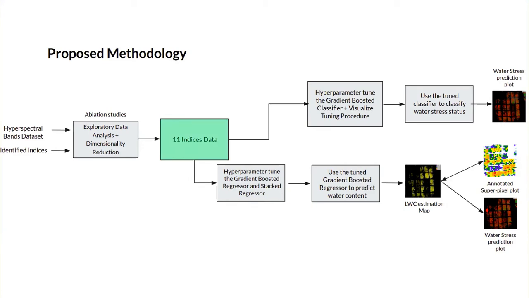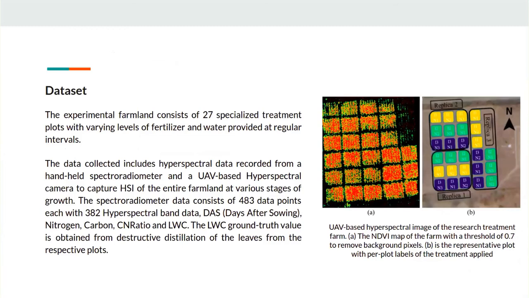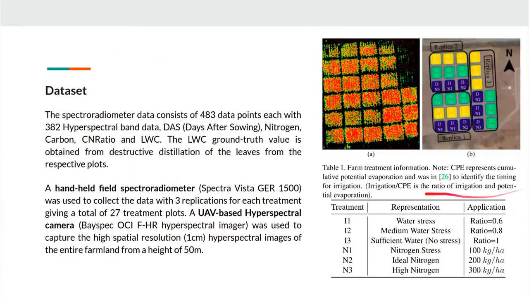First, we will look into how the 11 indices were identified. We will give an overview of our data set. This is the cropland where there are three different types of treatments that we look into. One is nitrogen and water stress, and for each we have three types. I1 here would represent water stress, I2 would be medium water stress, and I3 would be sufficient, or just enough, water provided to the crops. Similarly for nitrogen, in this plot we can see what I1, N1, and N3 would represent.